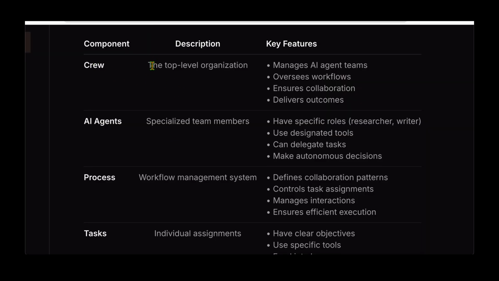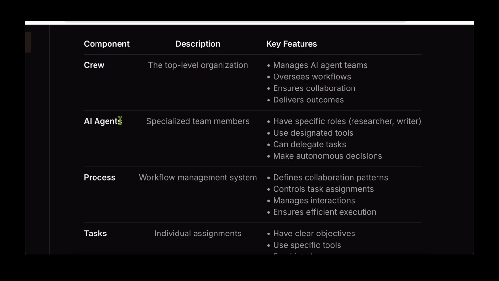First comes the Crew. This is the top level organization, and the key feature is that it manages the other AI agent teams, it oversees the workflow, it also ensures collaboration, and it delivers outcomes, something like the manager of a team.